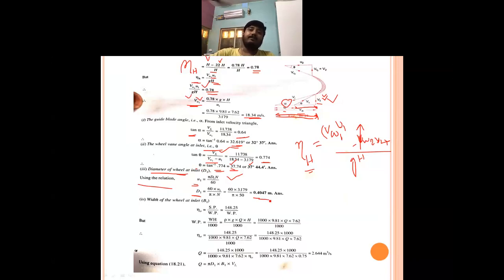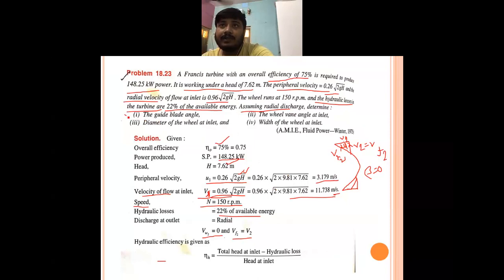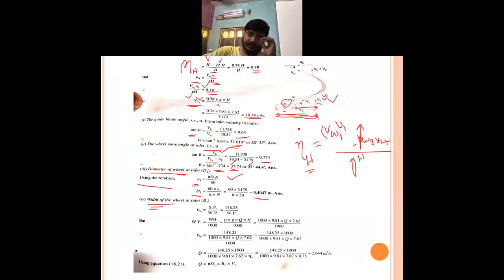Now we'll find out the width of the wheel. So how to find out the width of the wheel? We have got the guide vane angle, the wheel vane angle at the inlet, and the diameter of the wheel at the inlet. Now the last one is the width of the wheel at the inlet. So how to get the width at the inlet? It is pretty simple.